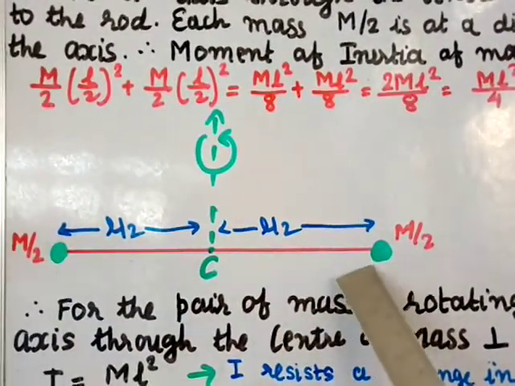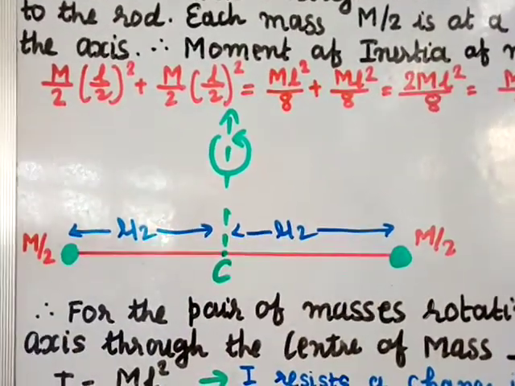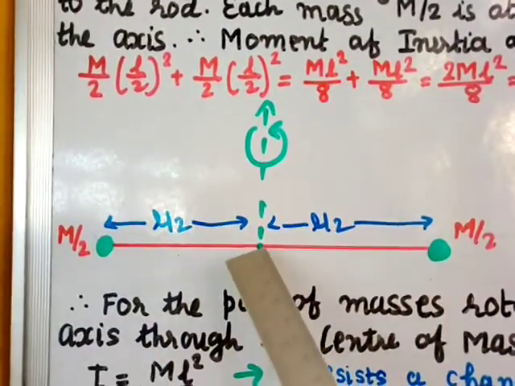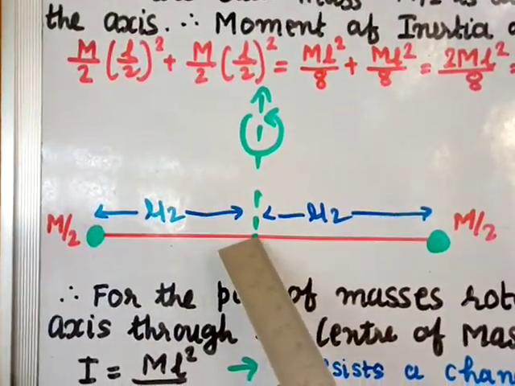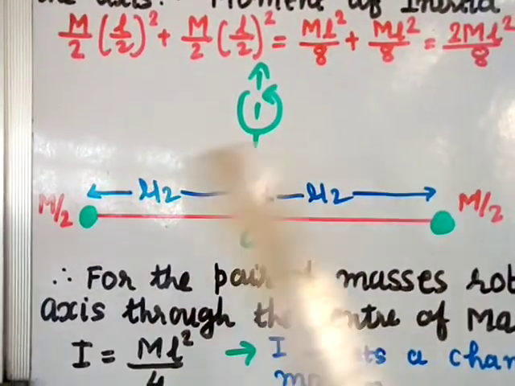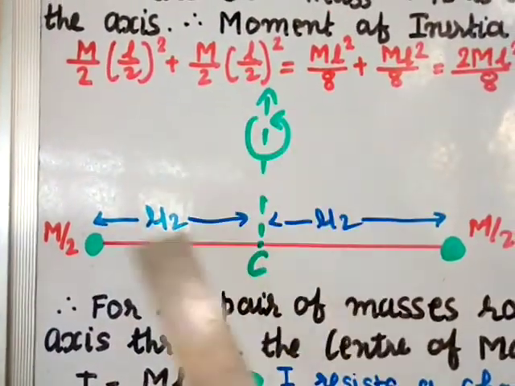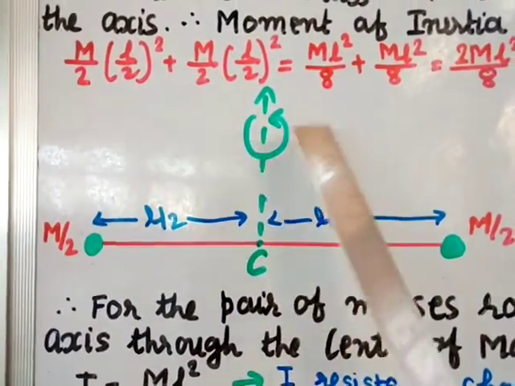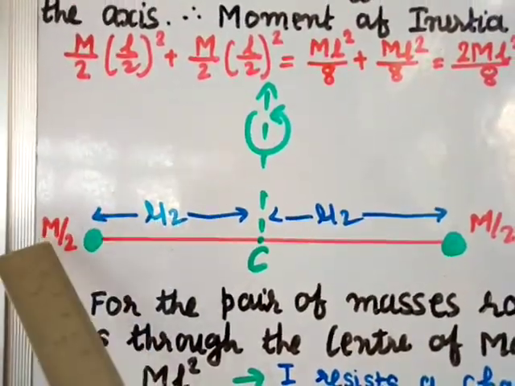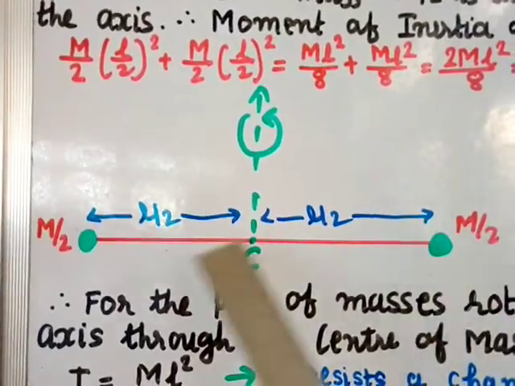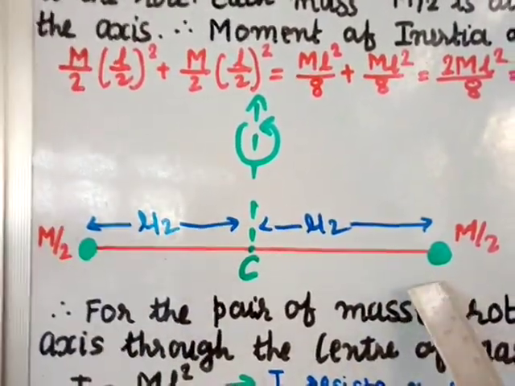The length of this rod is L and it is rotating about the center of the rod. This is the axis, and this arrow shows that it is rotating in this direction. So this mass is m by 2, this mass is m by 2, and the total length we are taking is L.